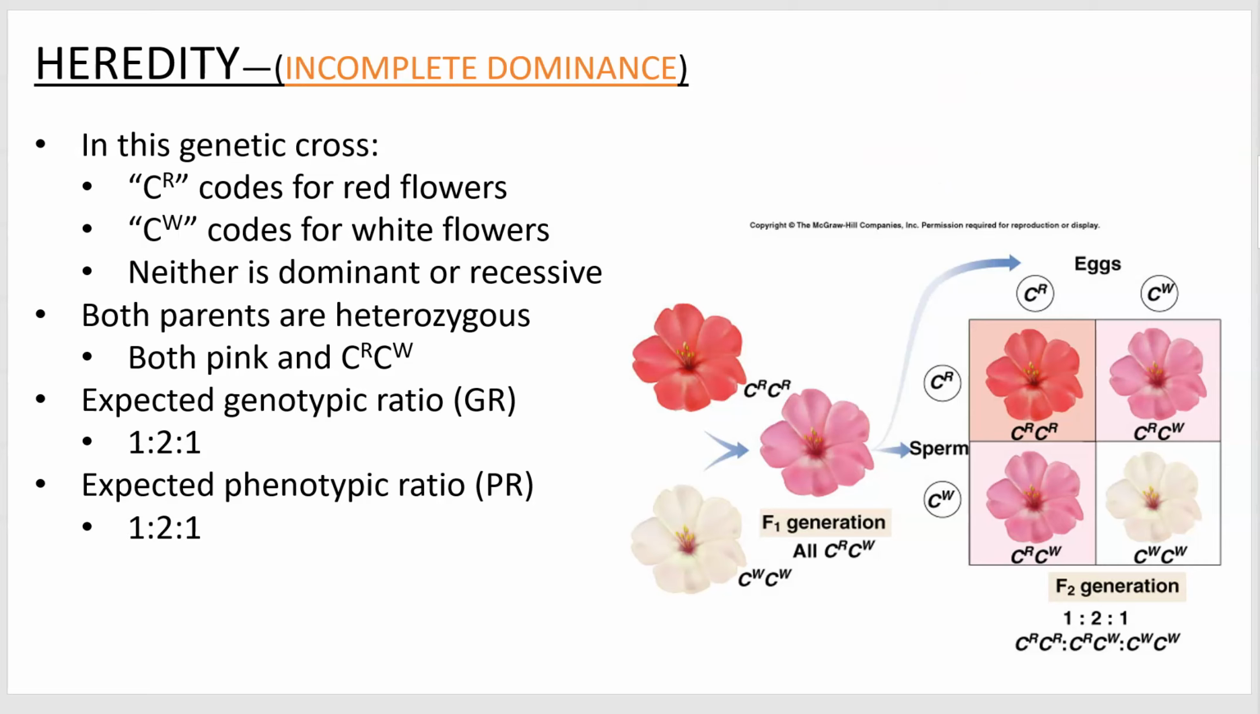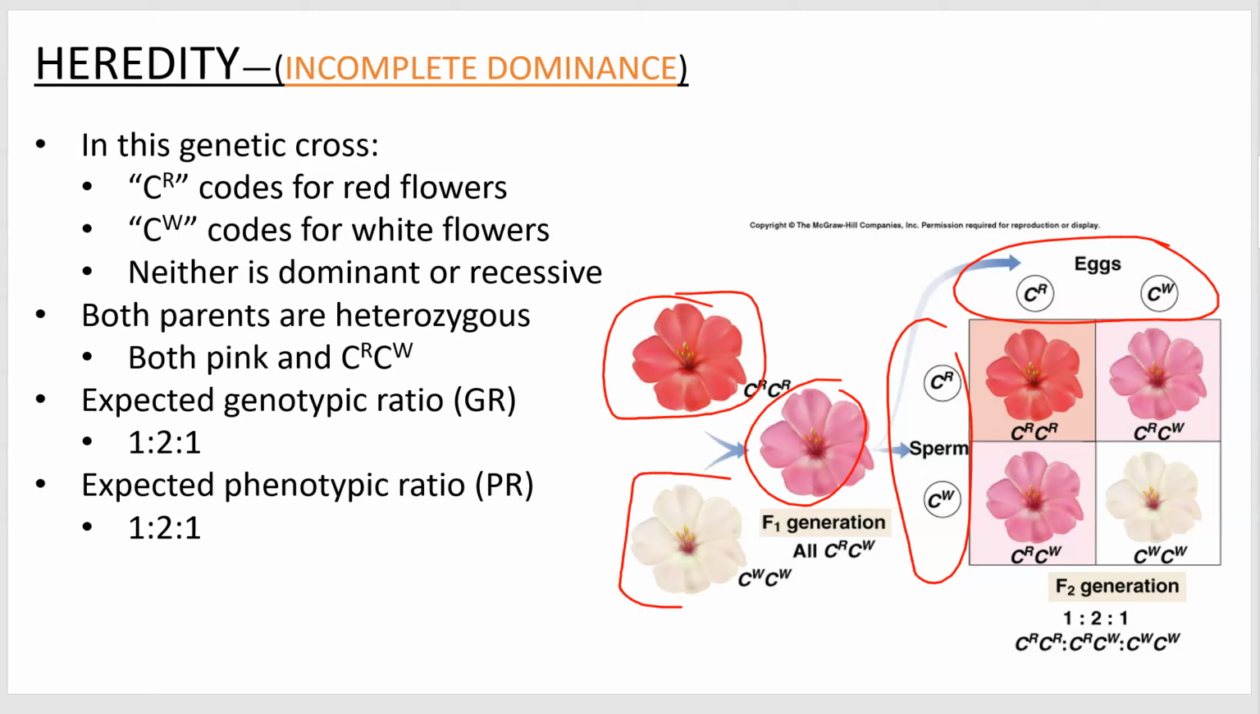Otherwise, the Punnett square is done exactly the same. In this example, we've got two heterozygotes mating. So these are these pink ones right here. And if you wanted to go back a generation, if a CR and a CW matched up, they would all be pink, because you'd have to get an R and a W, which would make them all this, right?